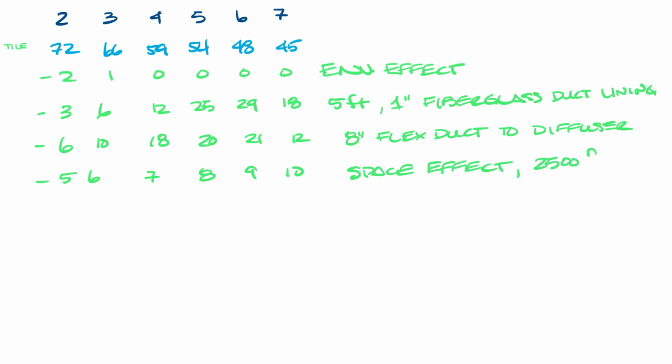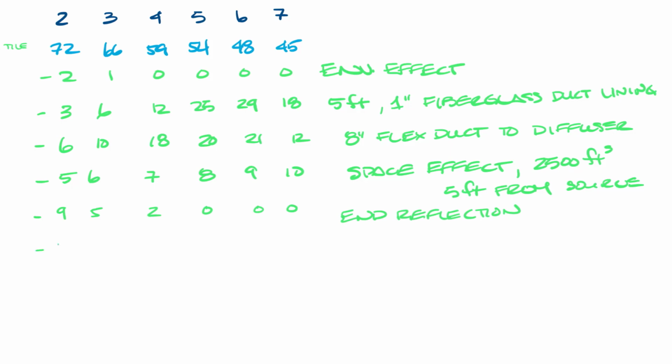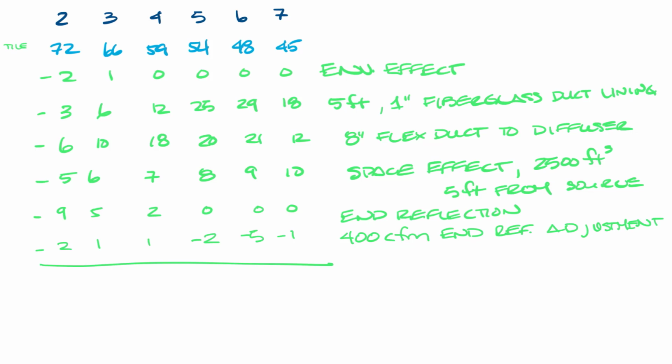So in this case, this is a 2,500 cubic foot room and the occupant is 5 feet from the sound source. And then there's end reflection. There's also an end reflection correction for airflows over 300 CFM. So let's say this is a 400 CFM box and this would be the correction for it. Now if we do all the math here, we come up with 45, 37, 28, 3, minus 6, and 6.